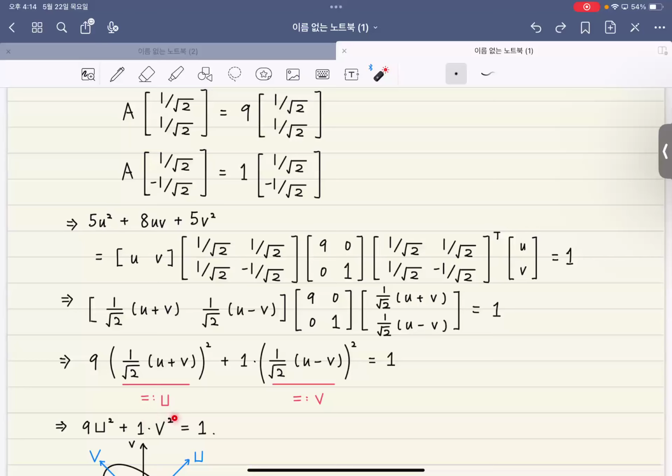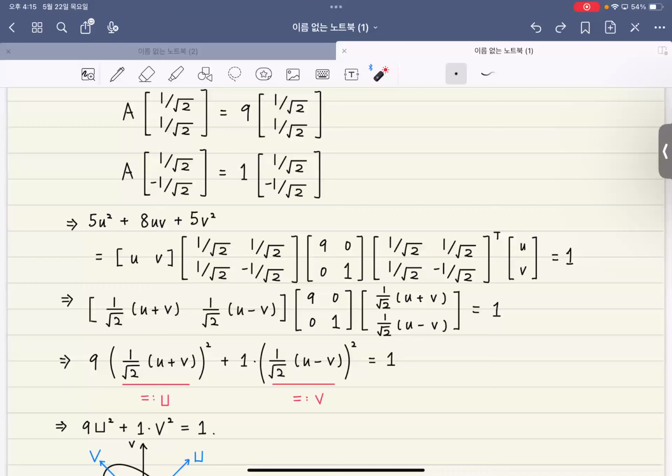So what do we know here? Drawing the graph, the major axis of this ellipse is in the direction of the V axis, whose length is 1, and the minor axis of this ellipse is in the direction of the large U axis, whose length is 1/3. Agreed? Yes?